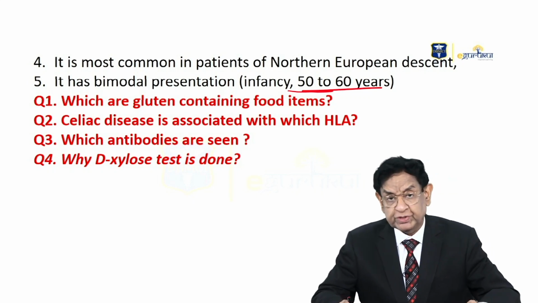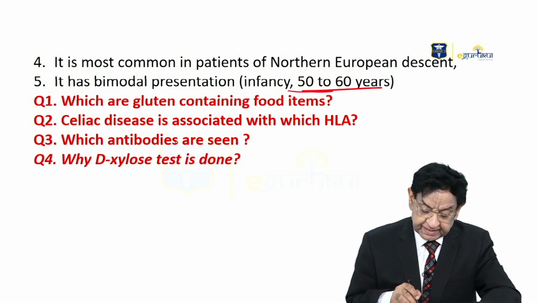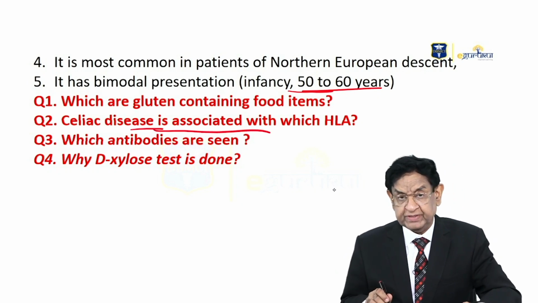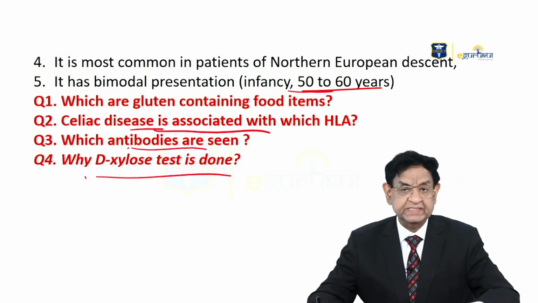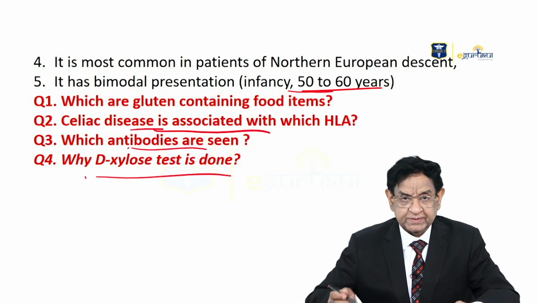Now there are a few questions for you. Stop the video, write down the answer. Which are gluten-containing food items? Celiac disease is associated with which HLA? Which antibody is seen and why is the D-xylose test done in this patient? Stop the video, write down the answer.